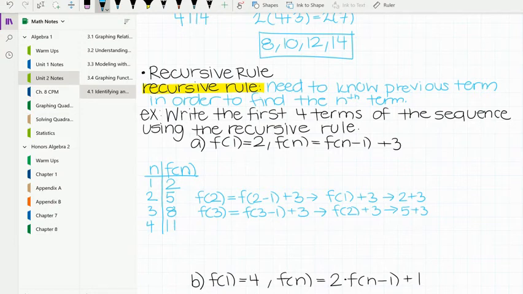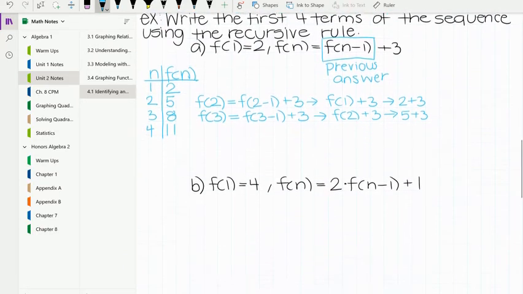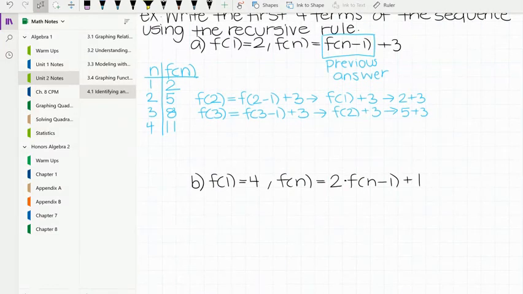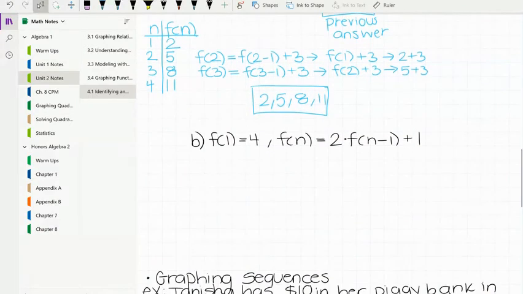The other thing is this piece right here, f of n minus 1, it just means your previous answer. So you're going to take your previous answer and you're going to add 3. So let's go ahead and use that method. And again, I'll write out my terms. I'm going to use that method for this next example. So I will write out our table.